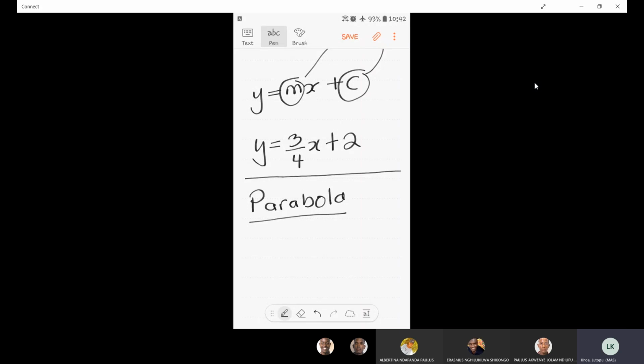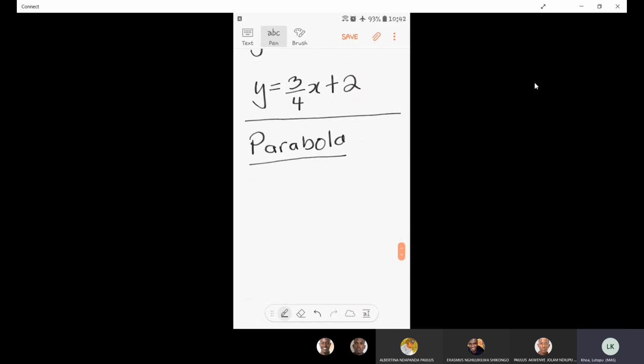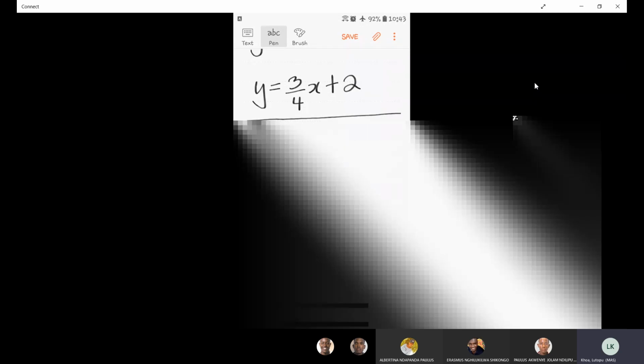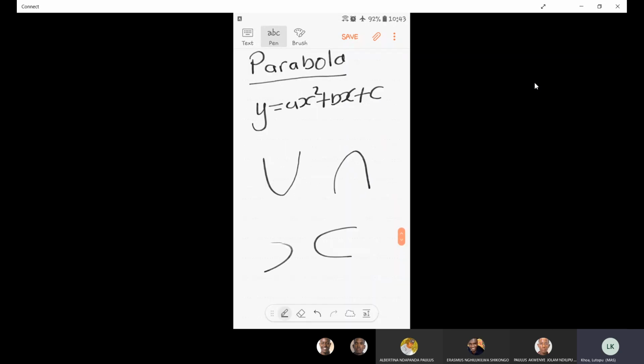Now your parabola in general has this equation: y is equal to ax squared plus bx plus c. The parabolas we will draw will either open upwards or they will open downwards. There are parabolas that open sideways, but these are for advanced classes, so we will only look at these two parabolas.